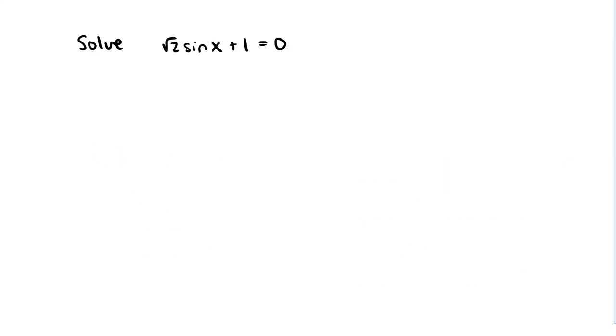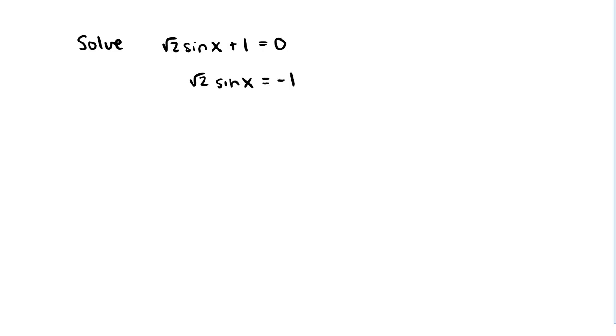So let's begin by solving this trigonometric equation. The square root of 2 times sine of x plus 1 is equal to 0. So this is an example of a linear trigonometric equation. And whenever we're dealing with a linear trigonometric equation, we want to isolate that single trigonometric function in our equation. And so here we can do that by subtracting 1 away from both sides, giving us the square root of 2 times sine of x is equal to -1.